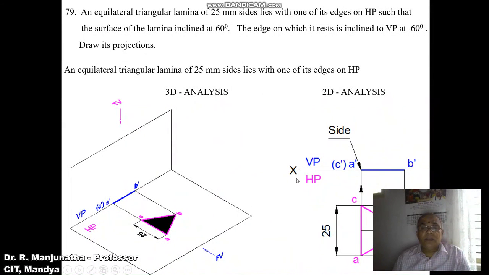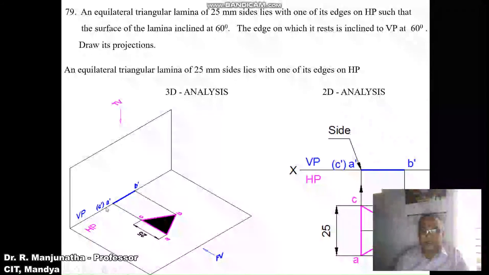Now, this is what we have shown in the orthographic view, but it says with one of its edges on HP. So the edge resting on HP has to be perpendicular to VP, because in the front view you will get a point. Only with respect to that point can we rotate so that the edge rests on HP. When you look from the front view, AB is near to the observer, so A dash and B dash are visible. C is away from the observer, so C dash will be in brackets.